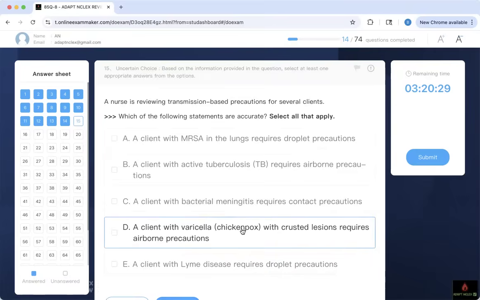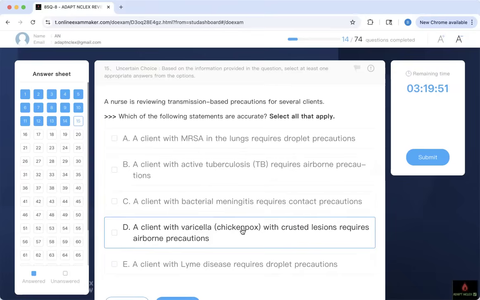And this is reviewing transmission-based precaution for several clients. Which of the following statements are accurate? Select or apply. That means, are we doing the right thing for these patients? A client with MRSA in the lung requires droplet. Is that what I said? Client with active tuberculosis requires airborne precaution. Clients with bacterial meningitis require contact precaution. Client with varicella, chickenpox with crusted lesions, requires airborne precaution. A client with Lyme disease requires droplet precaution.